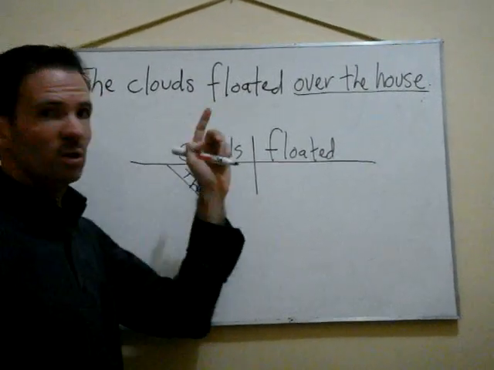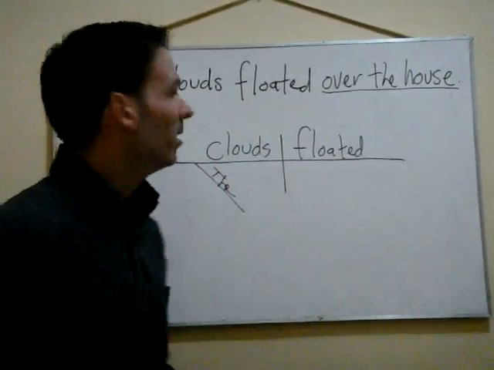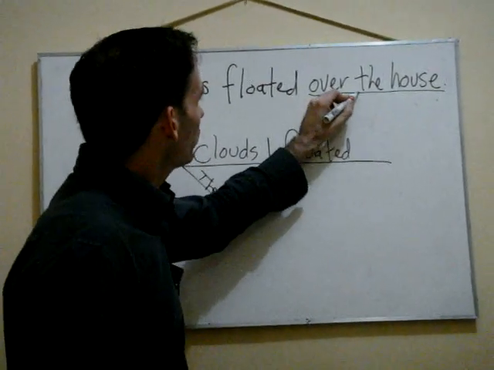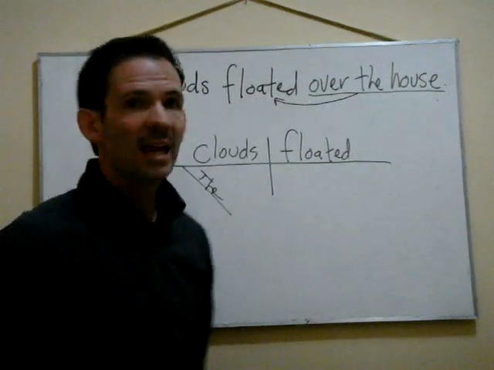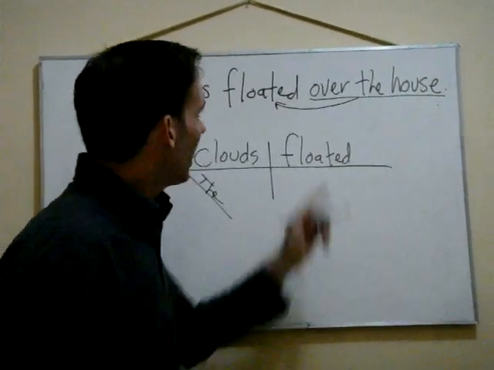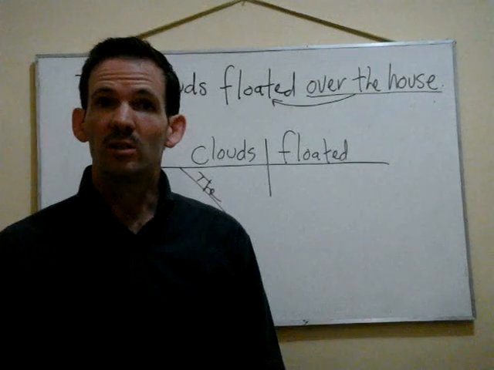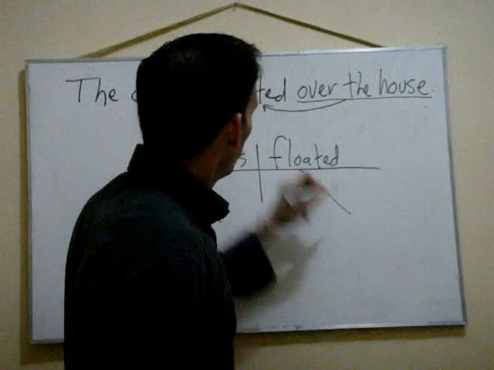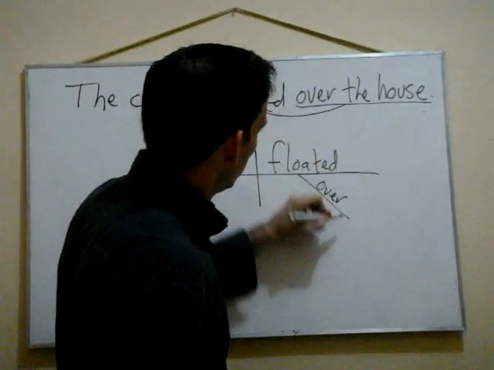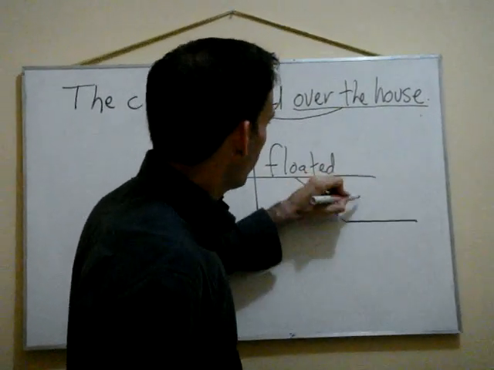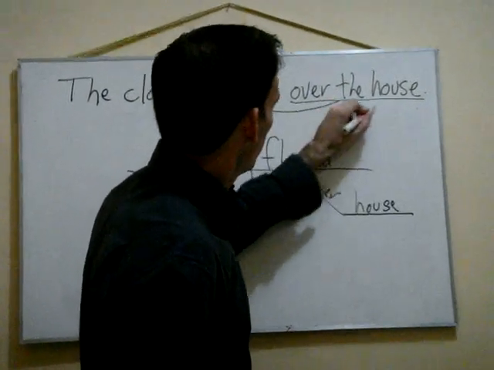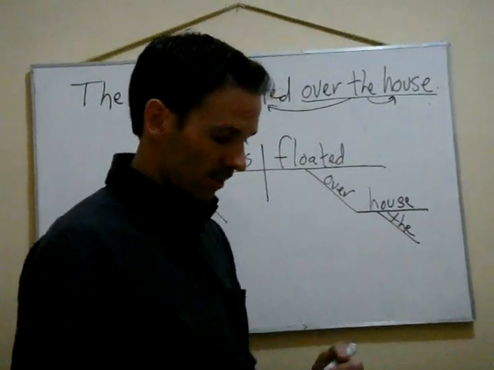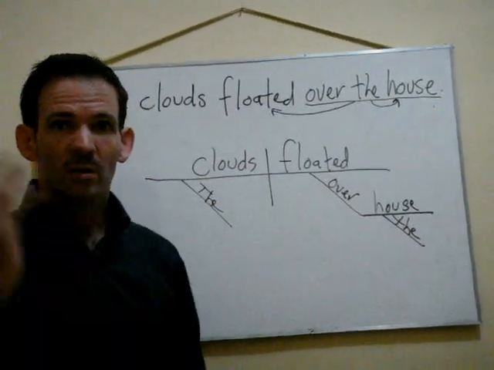Last time, the clouds over the house floated somewhere. It was being used as an adjective. This time, over the house is a prepositional phrase that's telling where the action of the verb takes place. And now, the prepositional phrase is acting adverbially. So we're going to put it under the verb. We start with the preposition, over, and we draw a straight line out, house, and of course the is once again modifying what house? The house. So, there you have it.